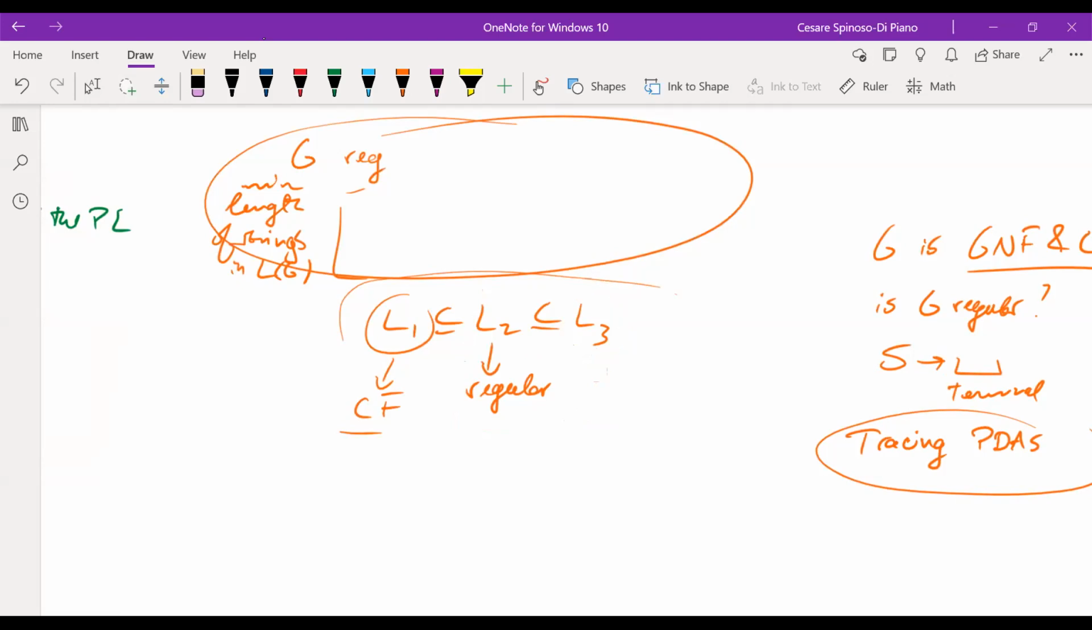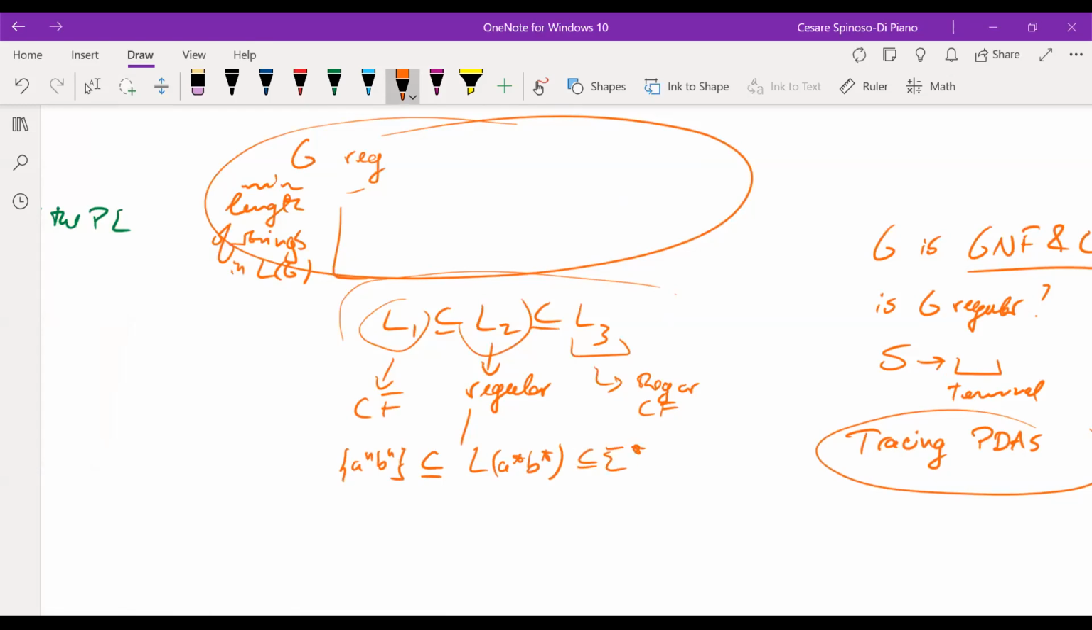I'm just making up an example on the spot, but if you said that L1 was context free and L2 was regular, and L1 was a subset of L2, that doesn't necessarily tell you that L3 has to be context free. L3 could be regular or context free. For example, you could have L of A star B star, and then you could have A^n B^n. So this is a subset, but then you could have sigma star. So that would be regular.